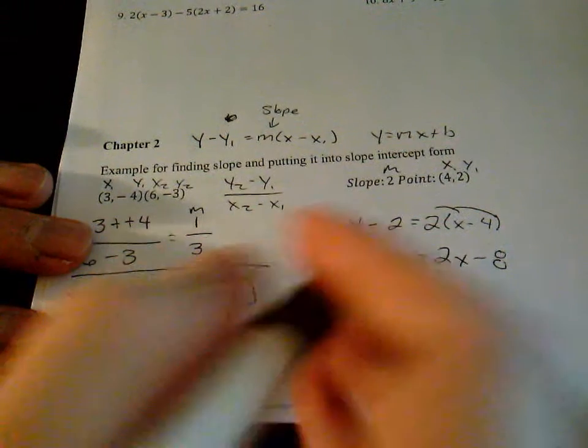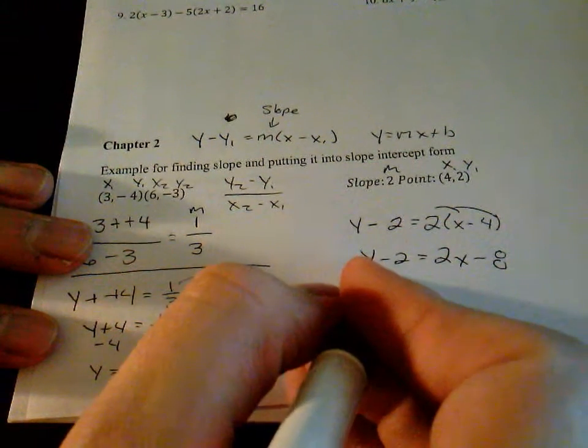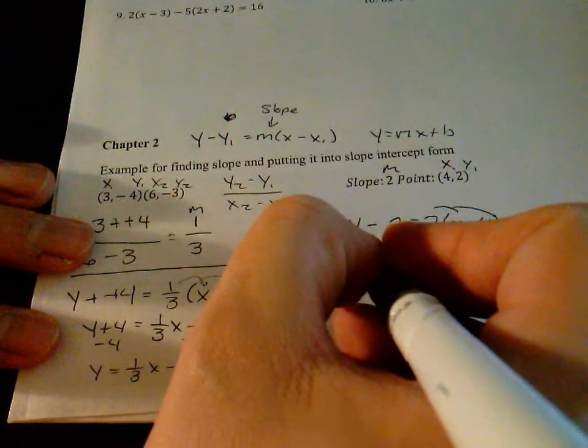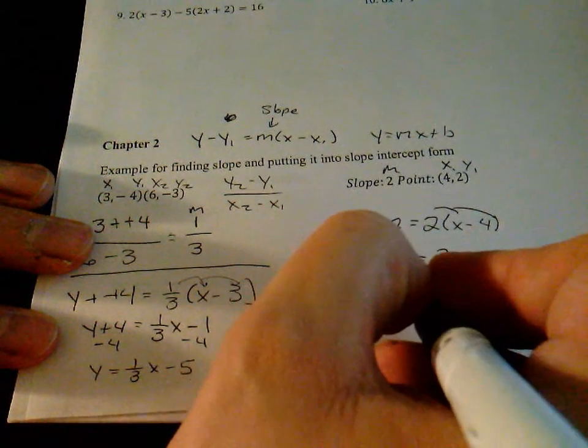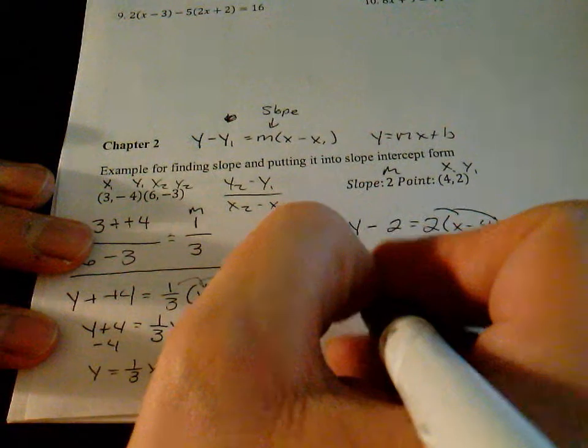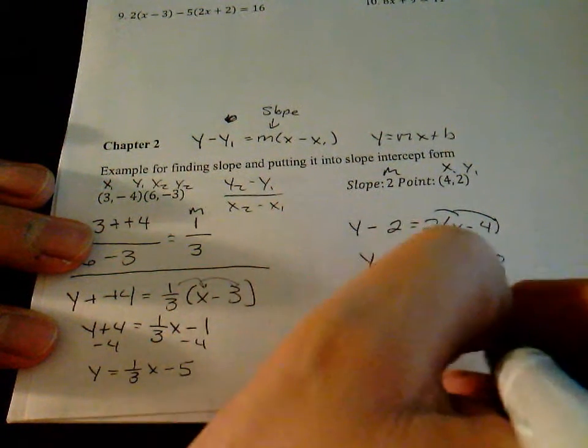Finally, we have to get rid of the 2 next to the y. So we have to add 2 to both sides. We get y equals 2x minus 6. And now it's in y equals mx plus b form.